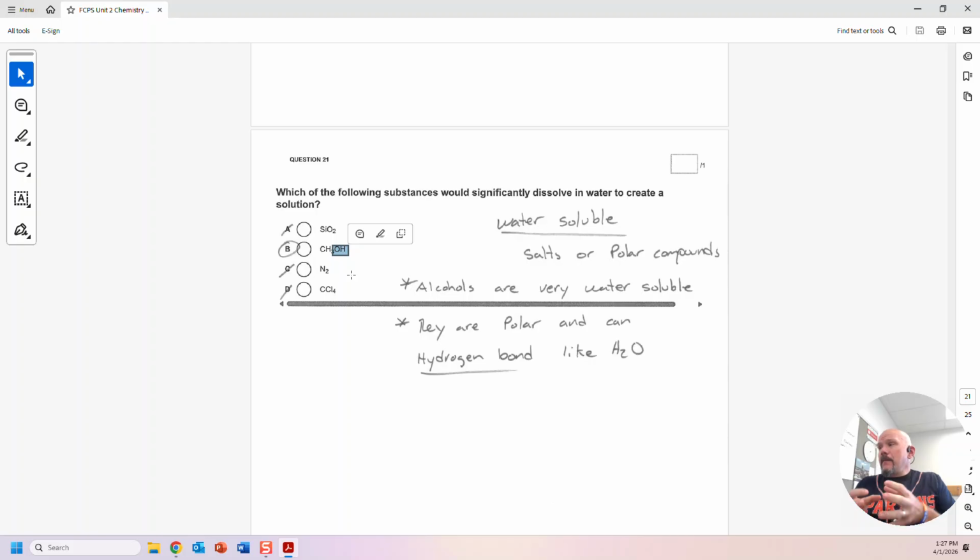And the reason is, remember, the rule is like dissolves like. Water's polar, so other things that are polar should mix well with it. But the more alike you are in terms of intermolecular forces, the better you'll mix. So since water's polar, but also has hydrogen bonding as its strongest IMF, alcohols, because they're polar and they also can hydrogen bond, that's going to make them even more water soluble. So alcohols are very water soluble because they're polar, but also because they can hydrogen bond like water can hydrogen bond. Okay.